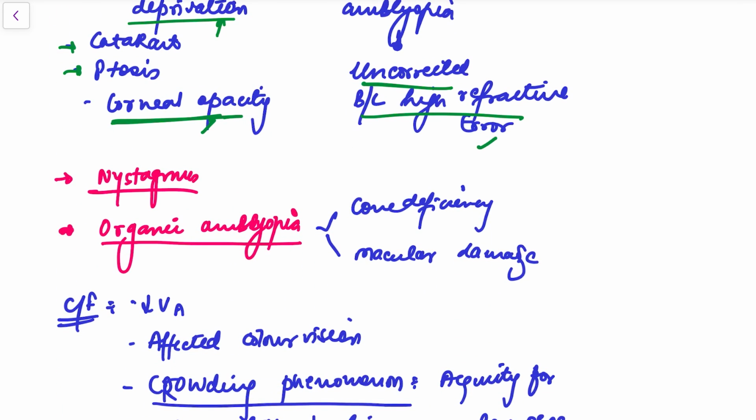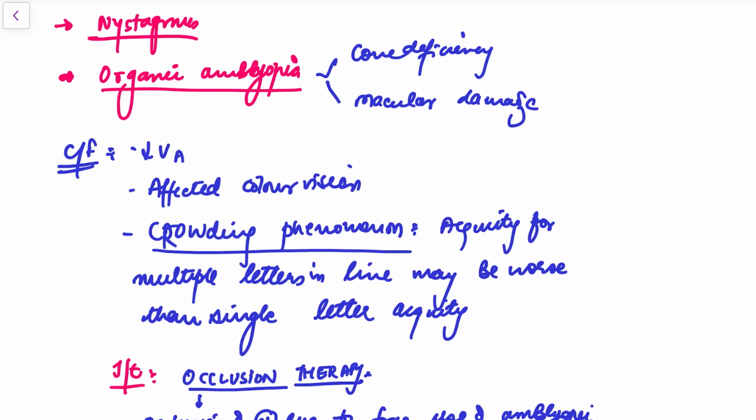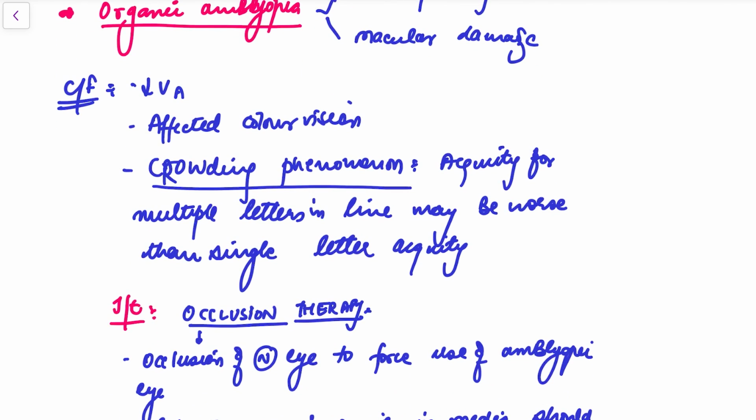The fourth one is nystagmus, and the fifth one is organic amblyopia, like if there is any pathology in the retina itself, like cone deficiency or macular damage. Now there are various treatment modalities present which can be helpful to overcome amblyopia. So first of all, we will be covering the clinical features.